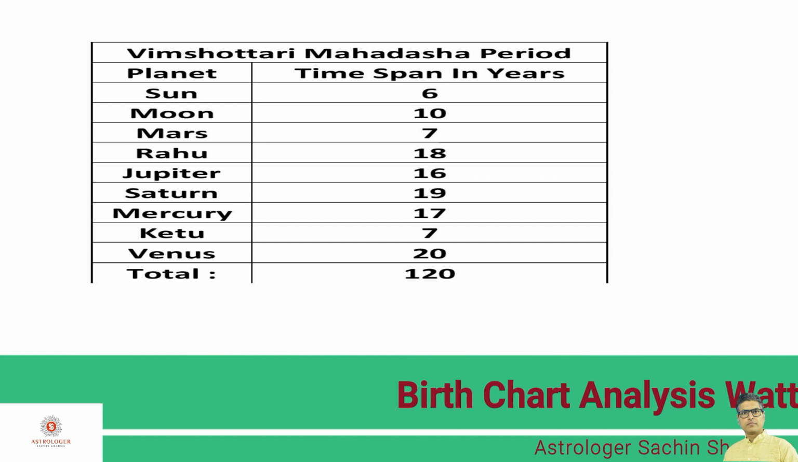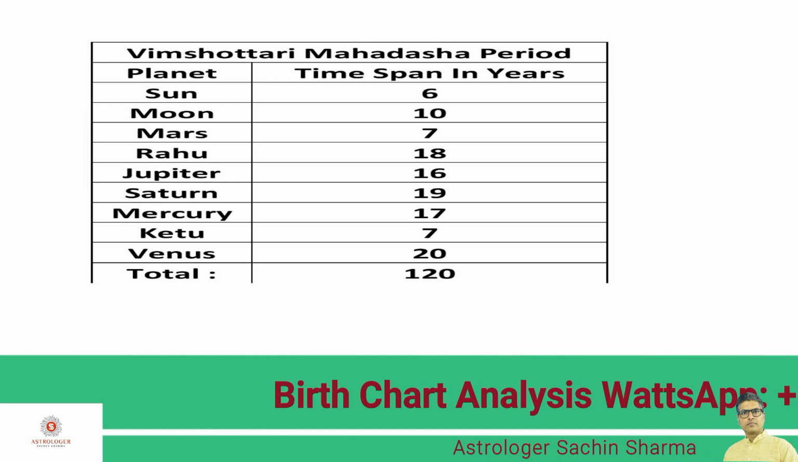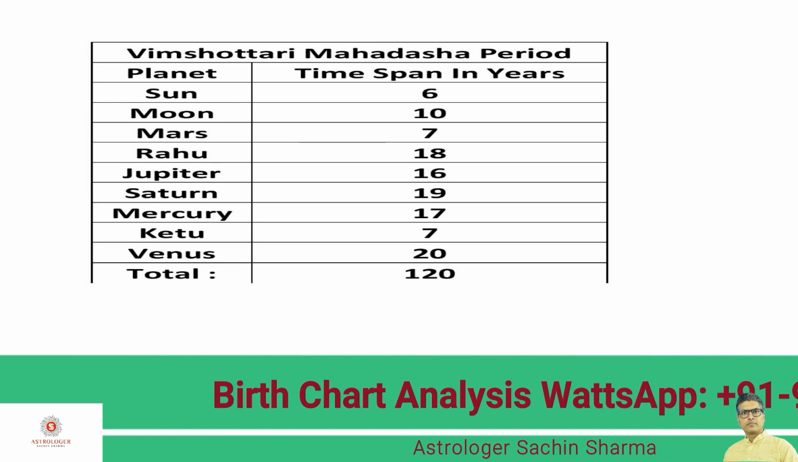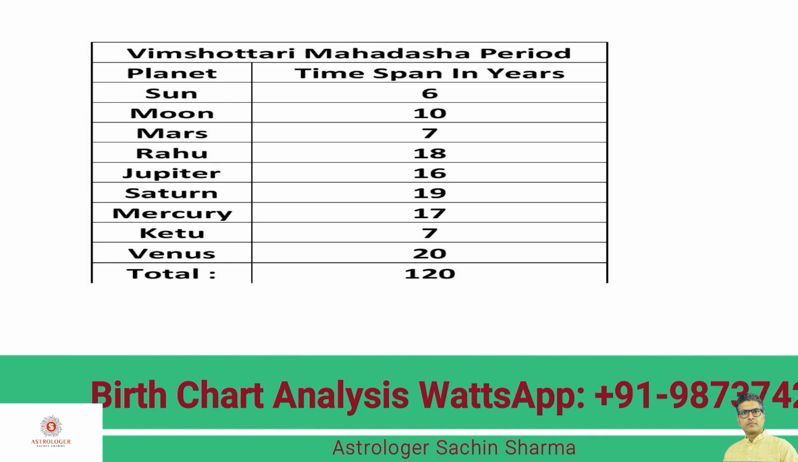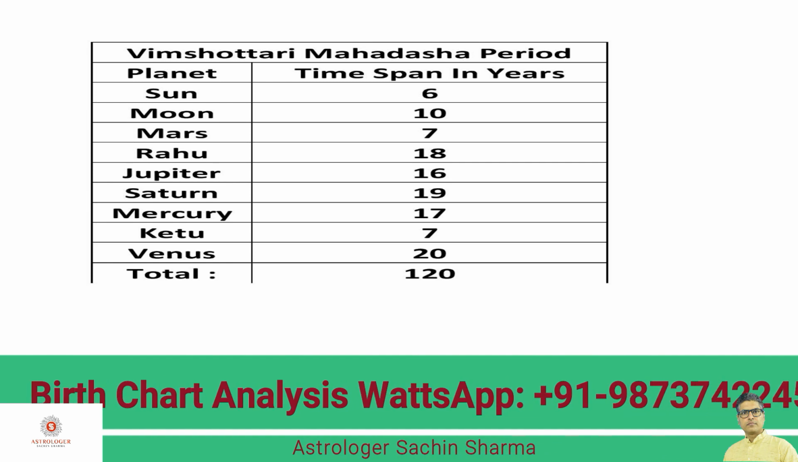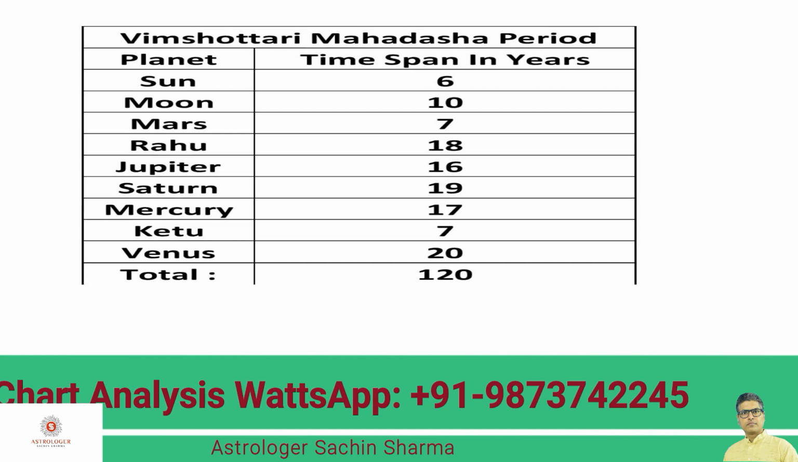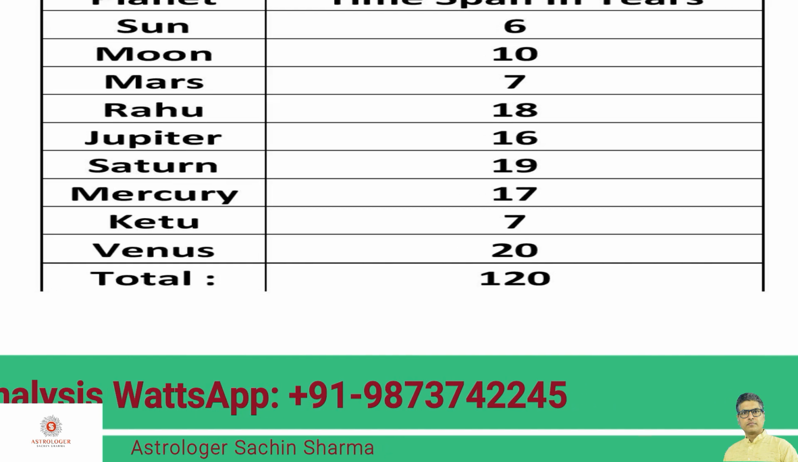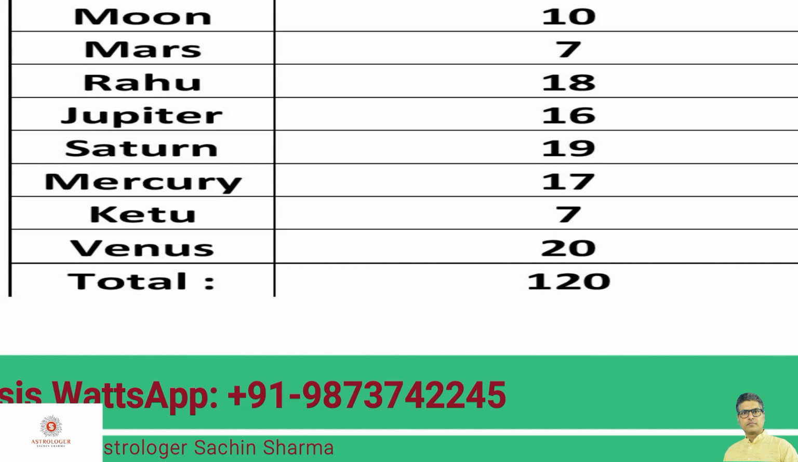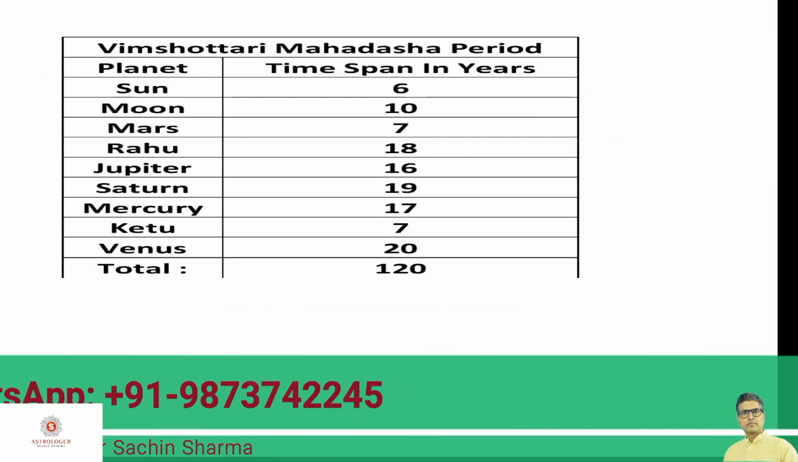So this is the sequence, basically, which you will see in anyone's birth chart, or in your own birth chart, and this particular sequence you have to follow. But it is not necessary that the person will be born in Sun Mahadasha and will always follow this. If anyone is born in, let us say, Mars Mahadasha, then after that he will face Rahu Mahadasha, Jupiter Mahadasha, and so on, as we can see in the given table.